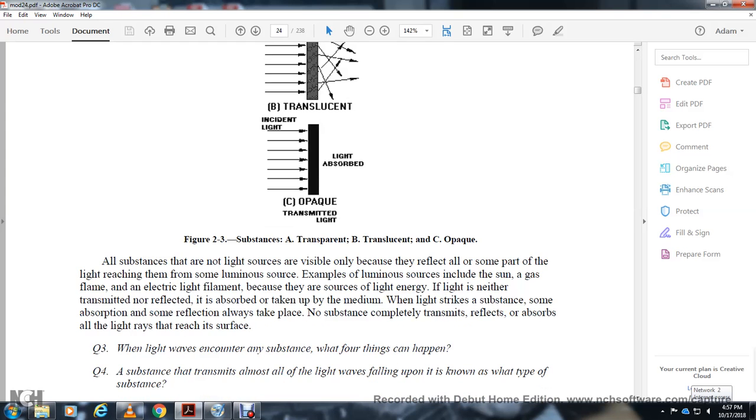All substances are visible only because they reflect all or some part of the light reflecting from a luminous source. Examples of luminous sources include gas flame, the electrical light filament, or any other source of light energy. If the light is neither transmitted nor reflected, it is absorbed when light strikes the substance. Some absorption and some reflection always take place. No substance completely transmits, reflects, or absorbs all the light rays that reach its surface.